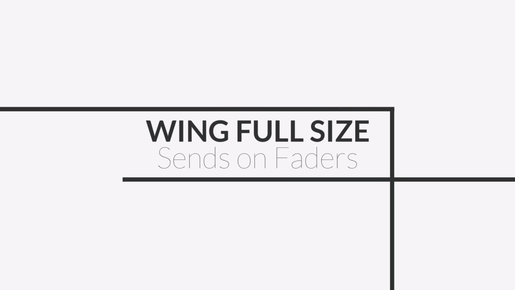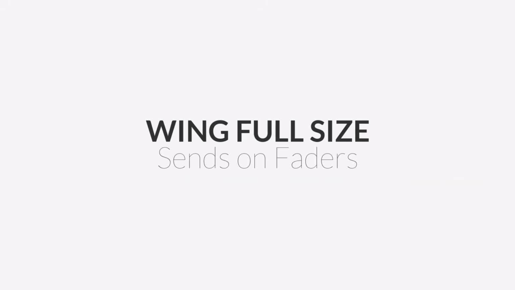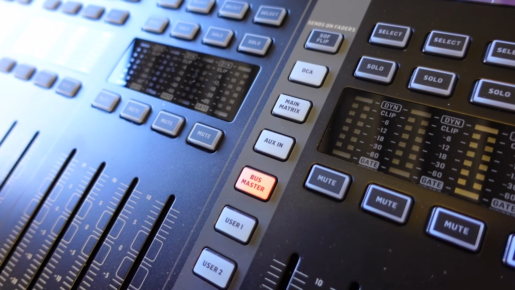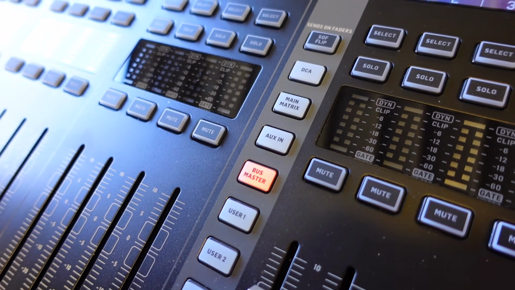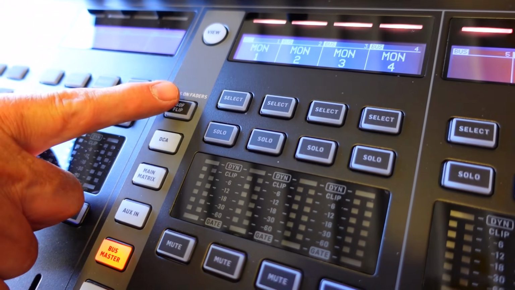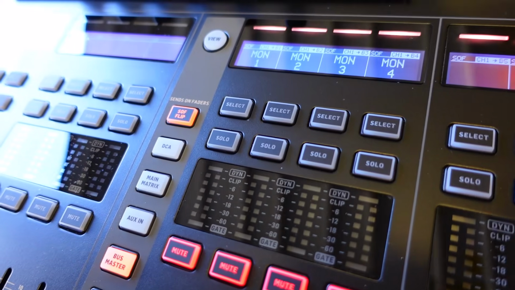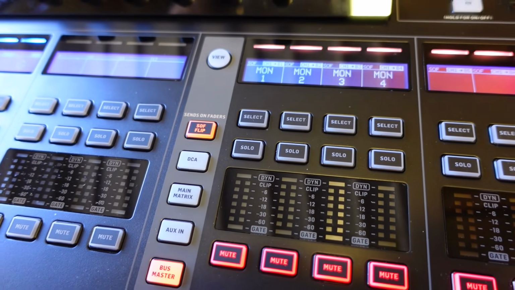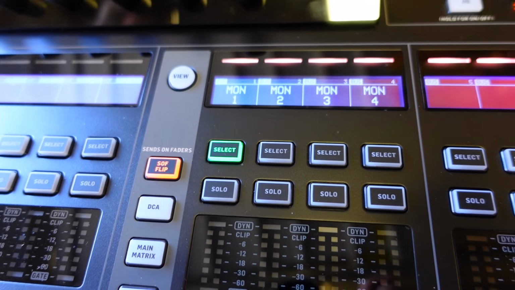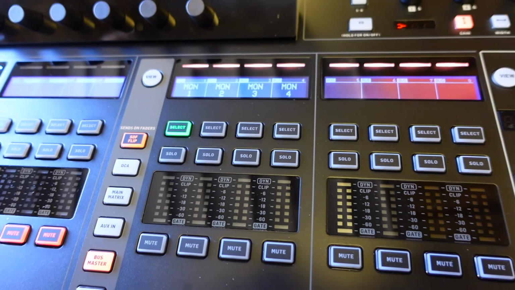The full-size Wing. On the full-size Wing, press the bus master button here. Then engage the sends on faders button. Then select the bus that you want to adjust, like monitor mix 1. Everything else is then the same as we just discussed for the Compact.